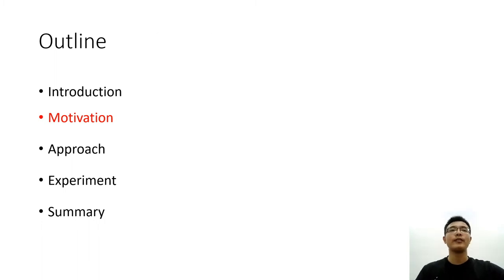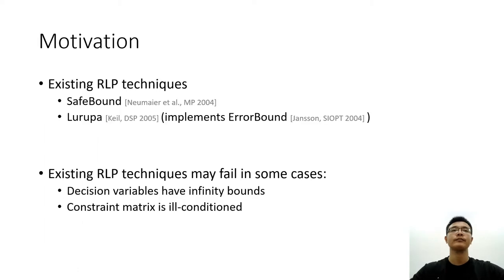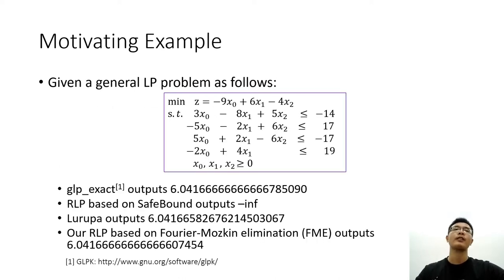Now let me introduce the motivation of this paper. Existing rigorous linear programming techniques may fail in some cases where decision variables have infinite bounds or the constraint matrix is ill-conditioned. Let's look at one example. Given a general linear programming problem as follows, this problem wants to calculate the minimal value of the objective function.